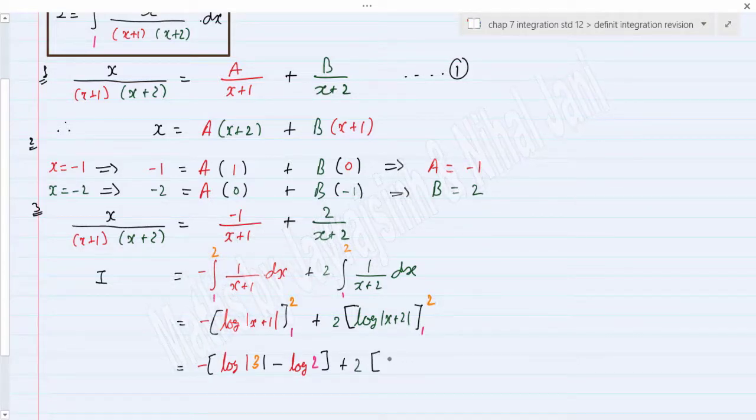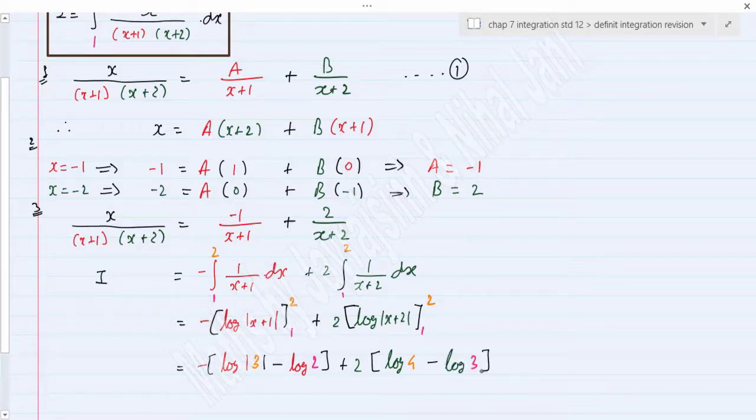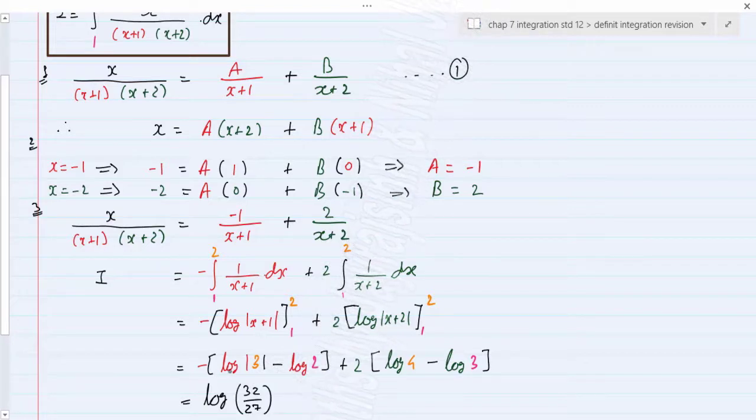Let's place upper limit in the second term, will give us log 2 plus 2, or we can say 4, minus log 1 plus 2, or we can say 3. We can simplify this as log 32 by 27. Ta-da!